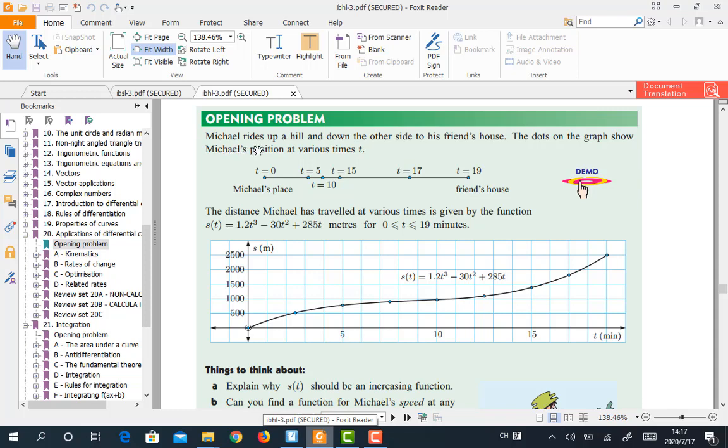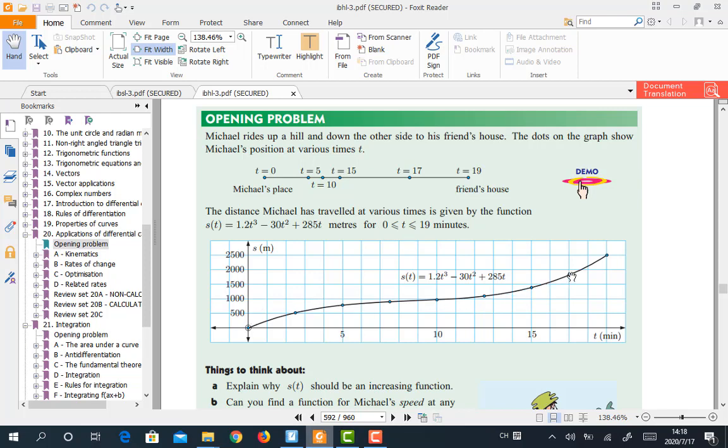So Michael rides up on the hill and down the other side to his friend's house. The dots on the graph show Michael's position at various times t. So this one shows where Michael is at different times. This is also called the motion diagram.